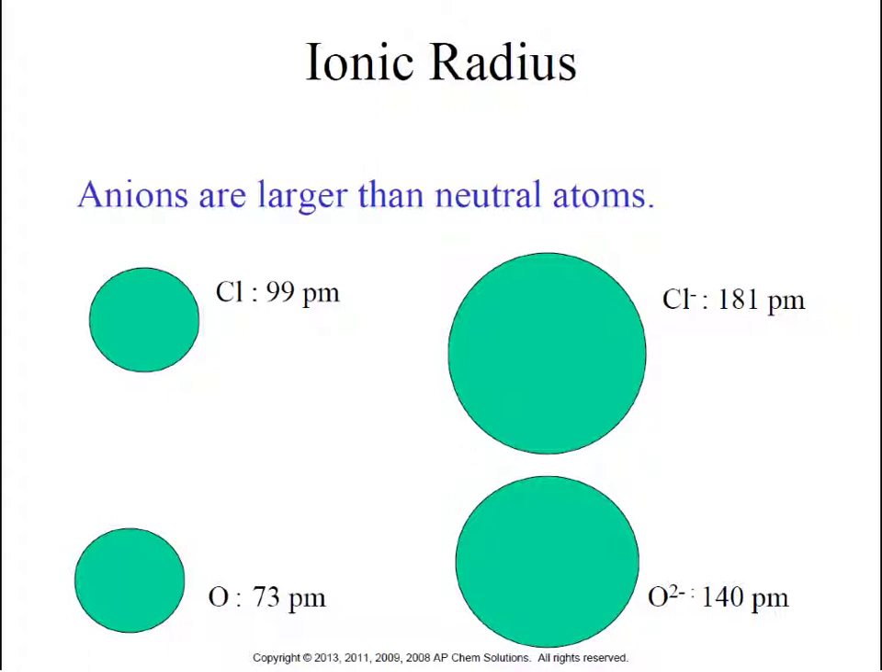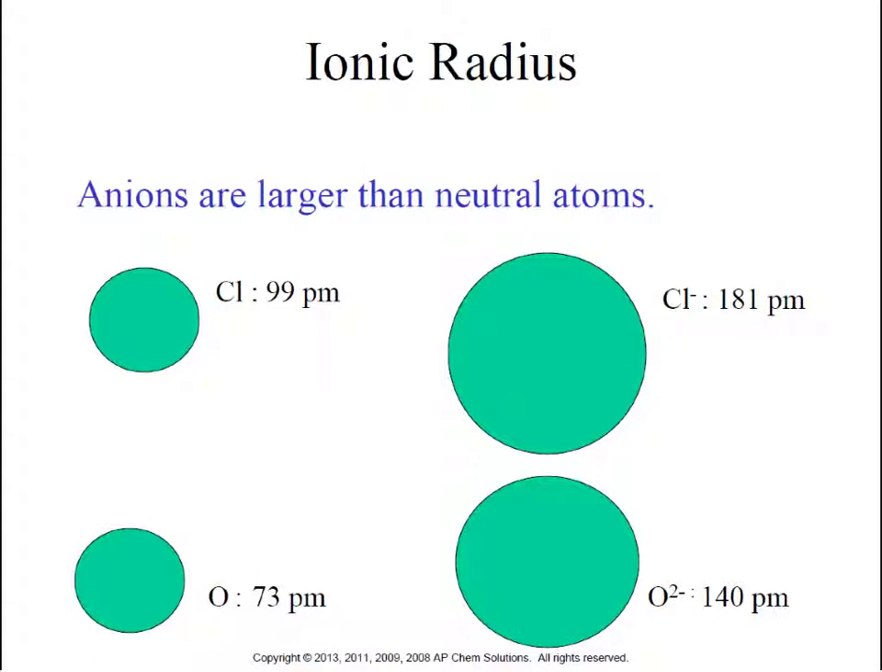So chlorine, we're not going to be adding any more rows of electrons here. It's the same valence shells, okay? Both of these are going to have n equals 3. But chlorine neutrally is at 99 picometers. Chlorine anion is at 181 picometers.